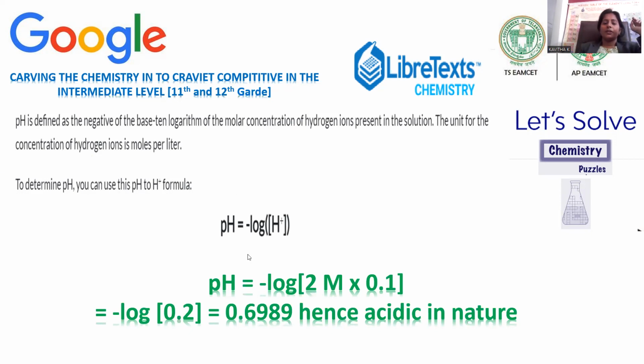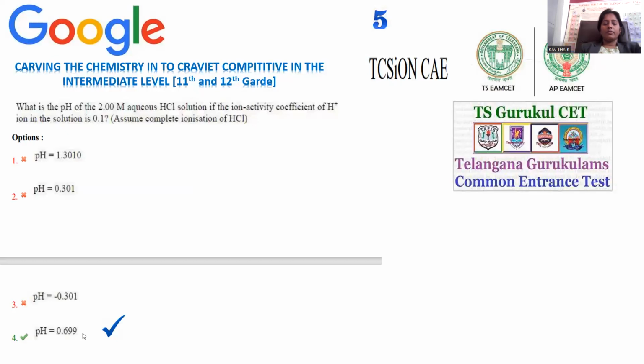The pH formula will be pH equals negative log of H plus ion concentration. Let's put in all the values we know. pH equals negative log of H plus ion concentration, which is given as 2 molar, and the activity coefficient is given as 0.1. Let me multiply 2 into 0.1 so that it becomes 0.2. So negative log of 0.2 is 0.6989. So 0.6989 you can round up as 0.699. So 0.699 is given in option number 4.